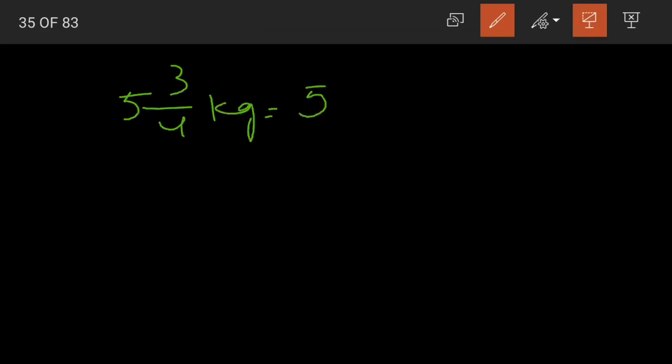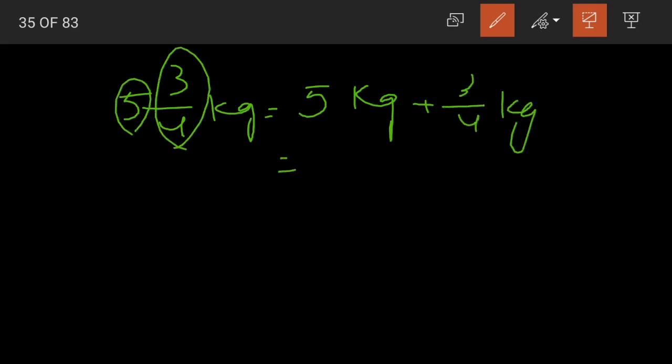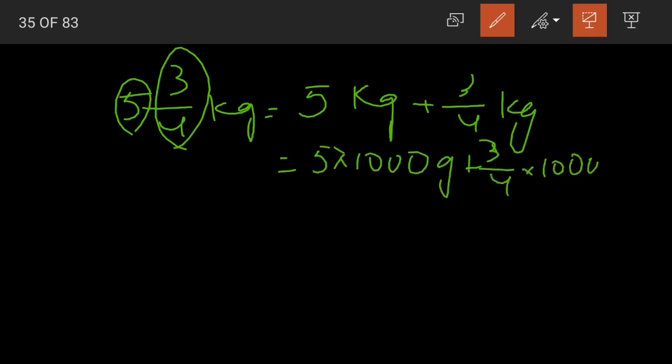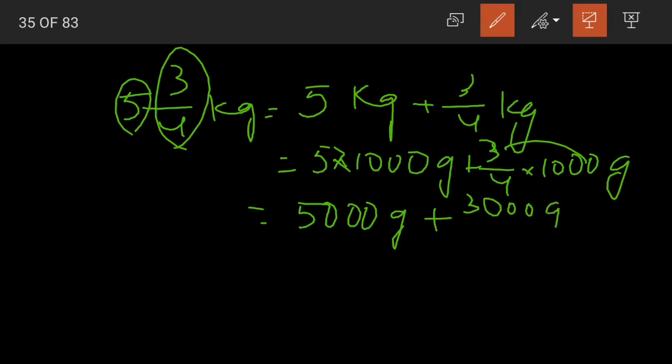is equal to, again the whole number part and the fractional part we are separating. 5 kilograms plus 3 by 4 kilograms. So 5 into 1000. For the conversion of kilograms into grams, we need to multiply by 1000. 5 into 1000 is 5000 grams plus 3 into 1000 is 3000 grams divided by 4.